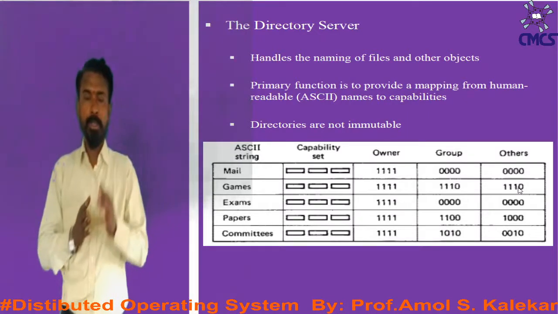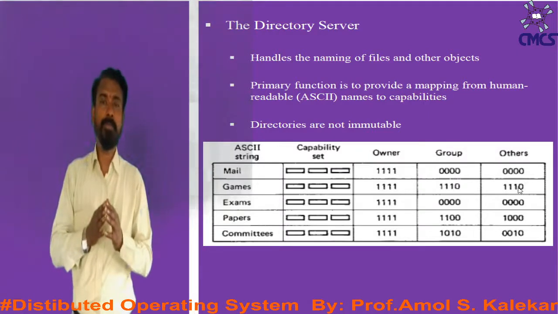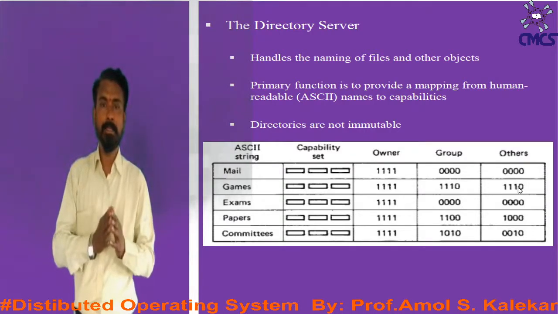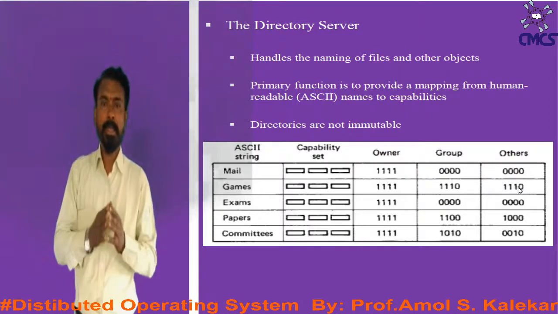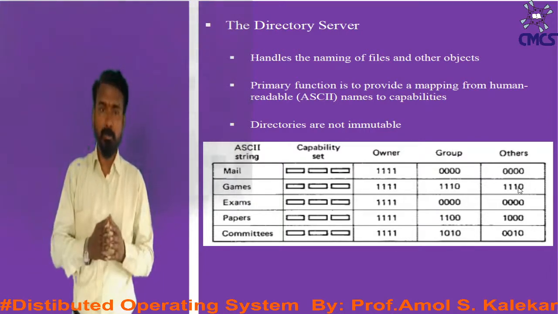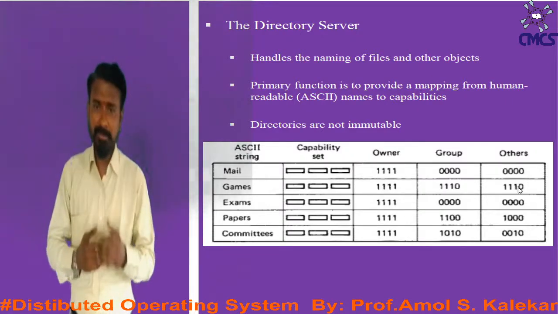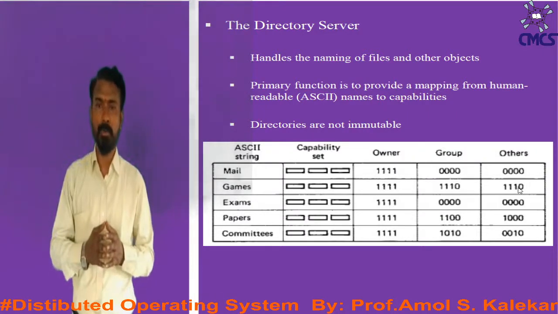So with the help of this figure, we can see there is the ASCII string, then we have the capability set, and then the owner, group and others. The ASCII strings are, for example, mail, games, exams, papers and commitments. For these we have the capability set, then the owner, the group and the others. So how the directory server is implemented, you can summarize with the help of this table.